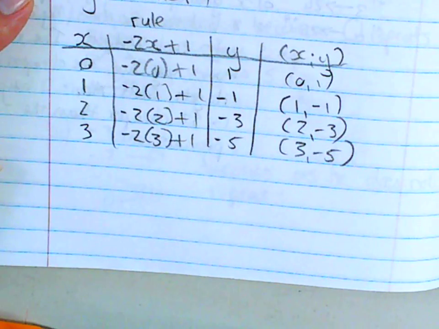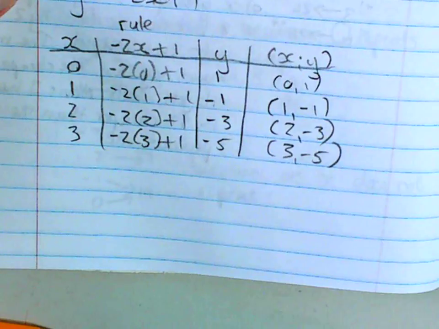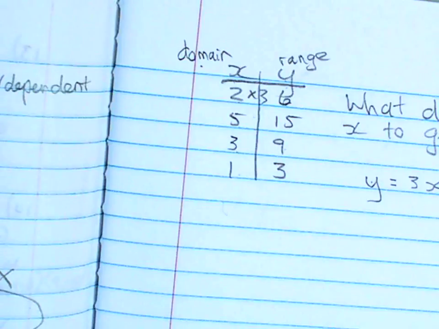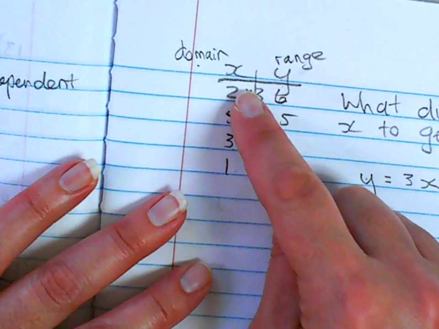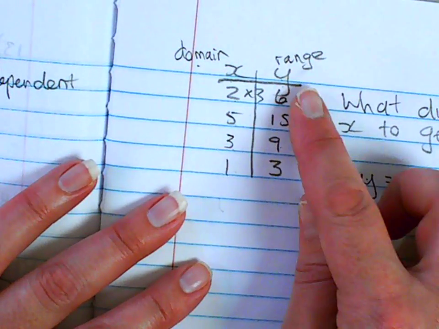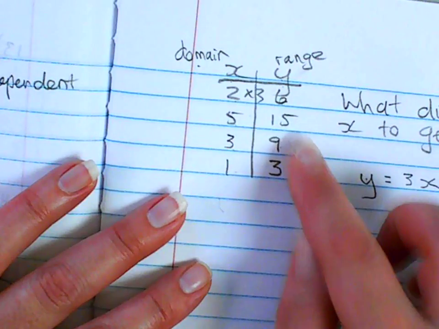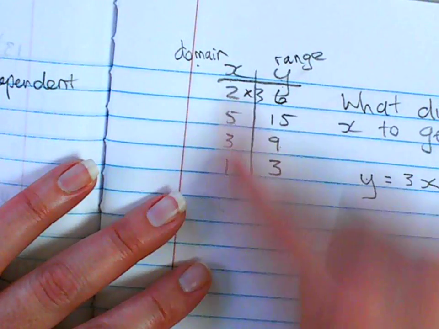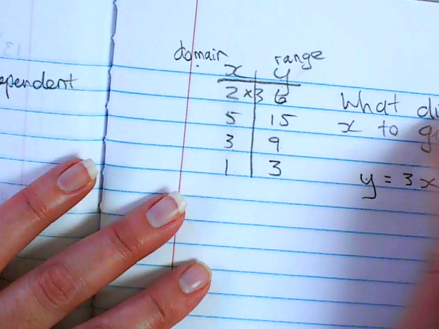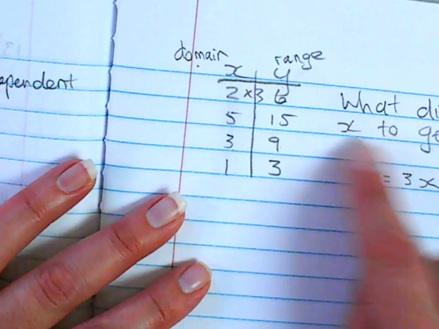Okay? However, sometimes we have to make up the rule. Okay? For instance, what if X is 2, 5, 3, and 1? And Y is 6, 15, 9, and 3. First of all, I jumbled up my numbers. I didn't put them in numerical order. So now I have to ask myself, what did I do to X to get Y?